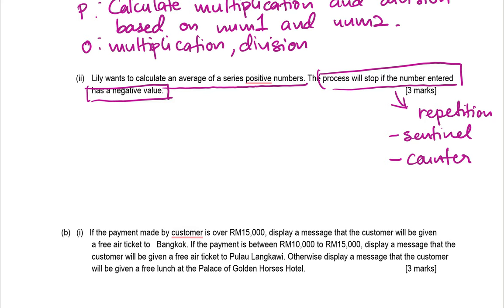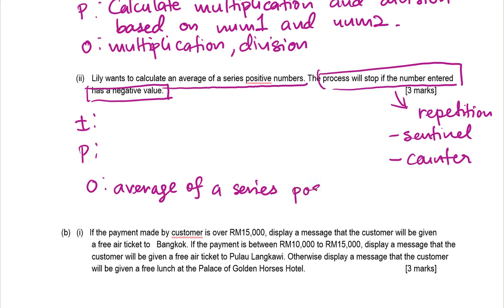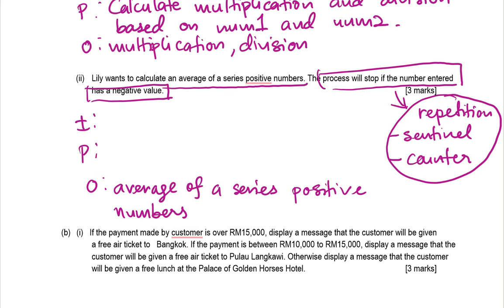Alright, now in repetition, how to write the IPO? Of course, what is the output? We are going to get an average of a series of positive numbers. For the repetition here, you don't have to worry, because you will learn this in the next topic. Now how about the input? The input should be number. Next, how about the process?